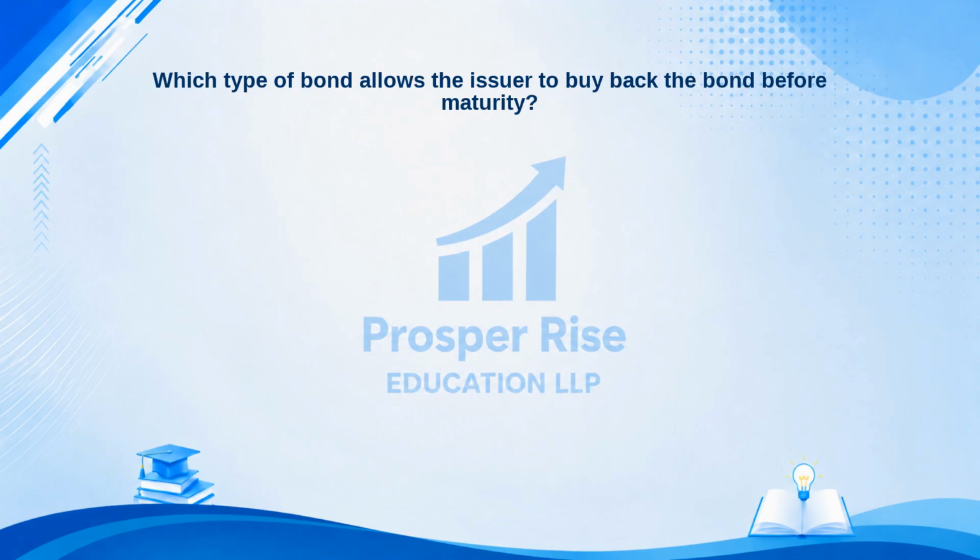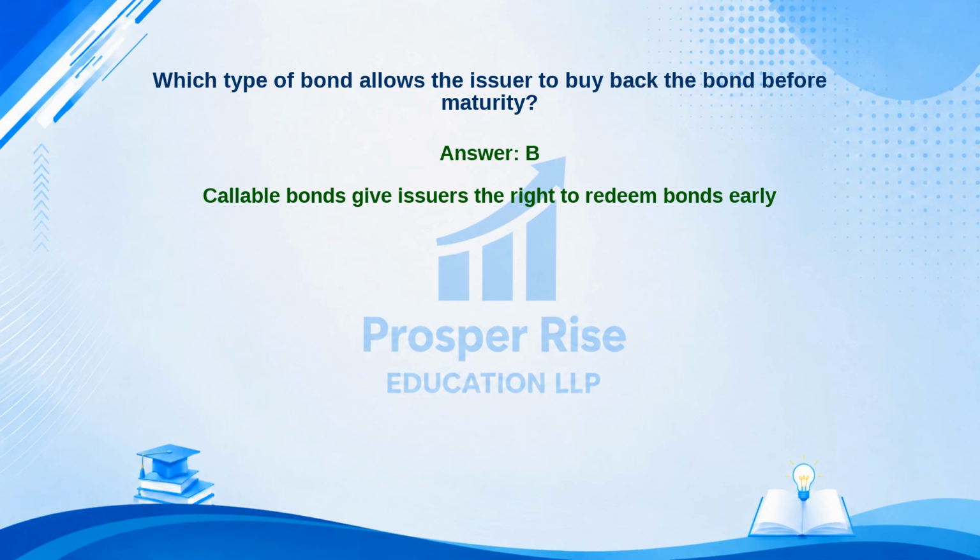Moving on to the next one. Which type of bond allows the issuer to buy back the bond before maturity? Here are your options. A. Perpetual bond. B. Callable bond. C. Convertible bond. Or D. Zero coupon bond. Take a moment to pause the video and decide. The correct answer is option B. Let's see why. Callable bonds give issuers the right to redeem bonds early.